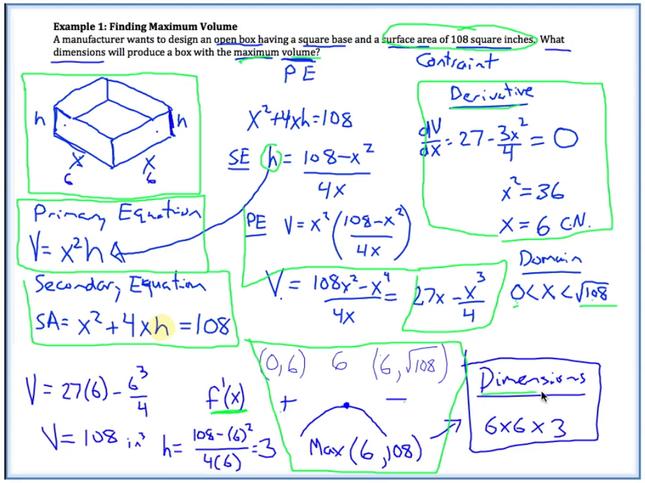And then we had to find the dimensions to actually answer the question. To do that, we had to go back and use our secondary equation, and we found the height right here. And so our dimensions were 6 by 6 by 3. So through this process, it's going to be very important that you write out all the equations, that you label them, primary equation, secondary equation, and you label what you're doing in each step so that we can go back through and see the work that was happening here.